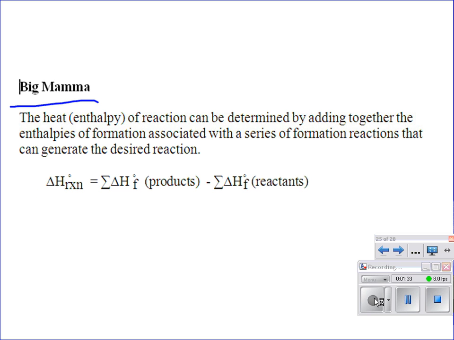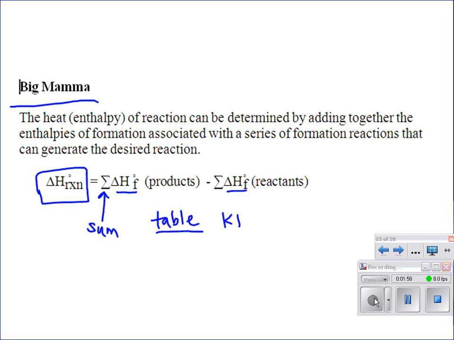So what is this? This is yet a different way to find delta H of a reaction. The sigma, which you learned in Algebra 2, is the sum of the delta H of formations of all the products minus the delta H of formations of all your reactants. Where do you find delta H of formations? On that table, correct. On your table, the units are kilojoules per mole. So we know that a heat of formation is the formation of 1 mole of a substance from its elements, right?